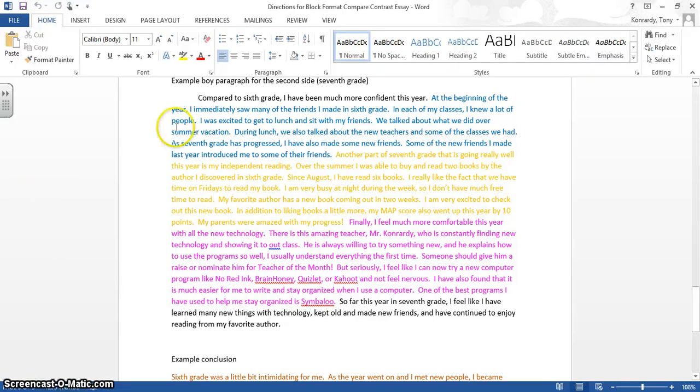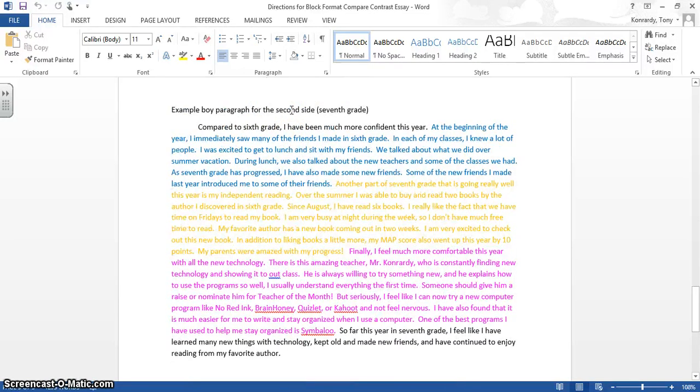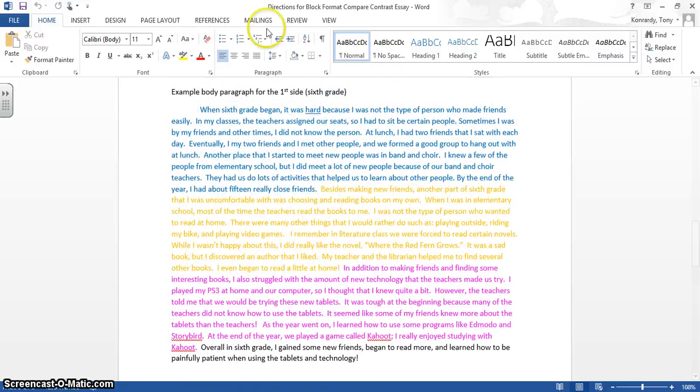So I begin with a nice transitional phrase here, compared to 6th grade, and then I add in how this current year is going. I have been much more confident this year. As you can see, they're color-coded again. At the beginning of the year, I immediately saw many of the friends I made in 6th grade. I'm going to talk about my friends first, in the same way, in 6th grade, I talked about my friends to begin.